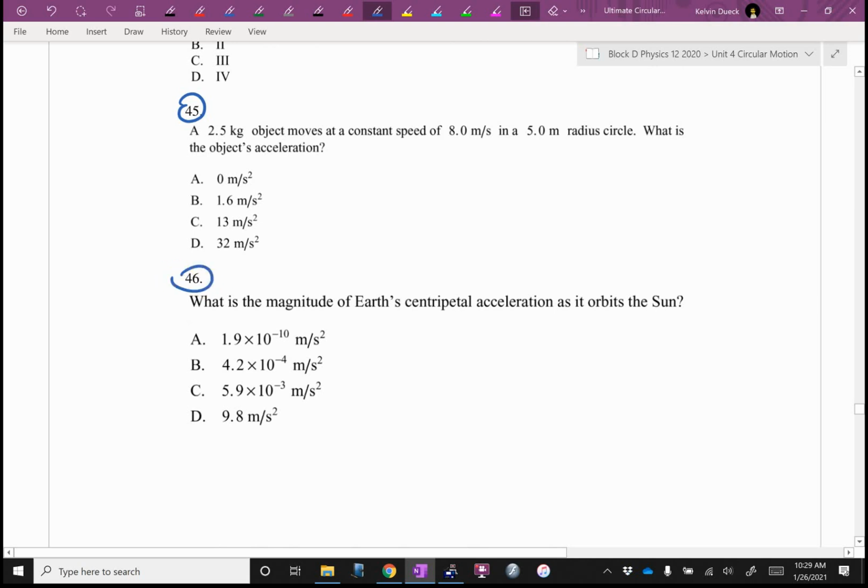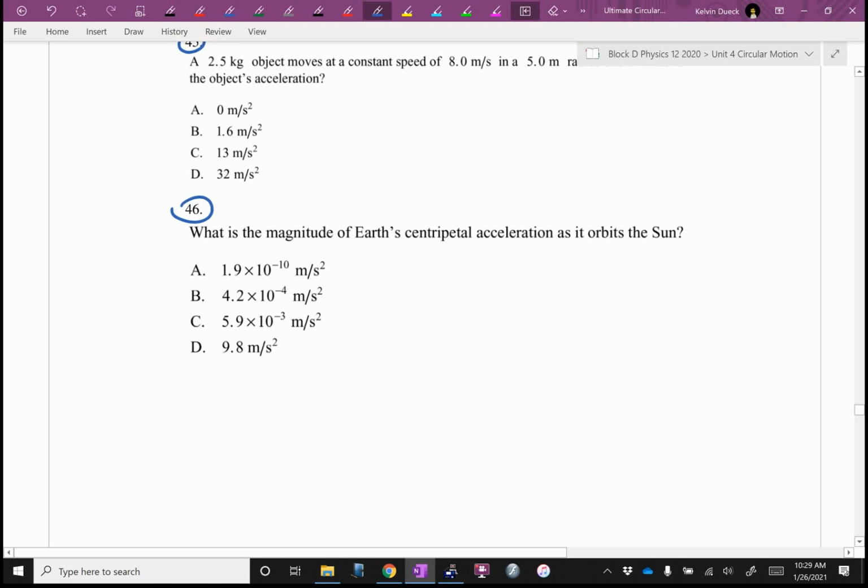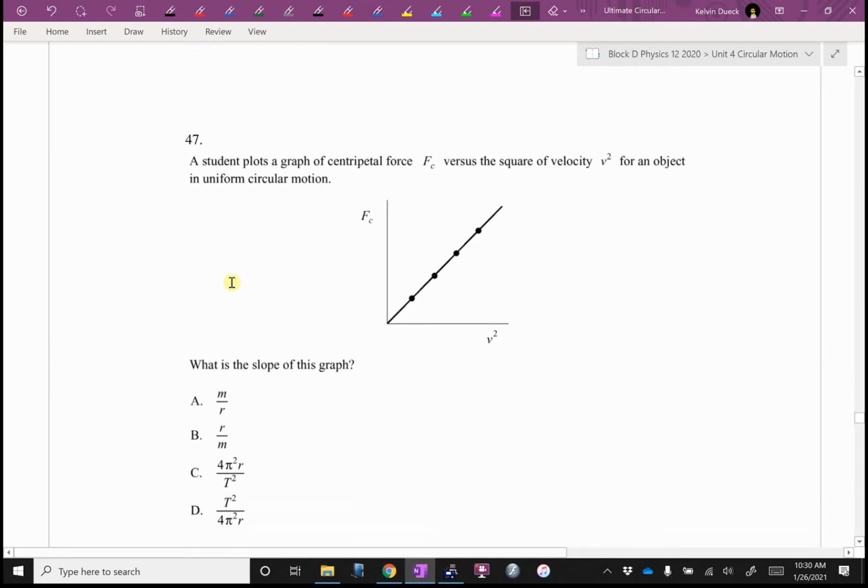Yeah, you got the numbers on your formula sheet. Look at number 46. It says, what's the magnitude of the Earth's centripetal acceleration as it orbits the sun? Which answer would you cross out just by glancing at it? Yeah, I don't think it's 9.8. The sun's gravity attraction on the Earth is not that. I had to give you another wrong answer to pick from, 9.8. So hopefully you're clever enough to spot that.